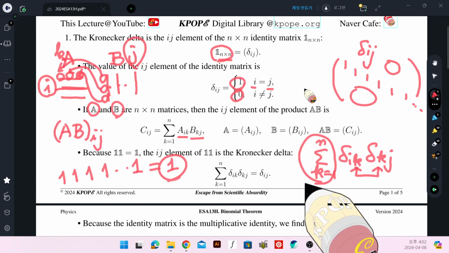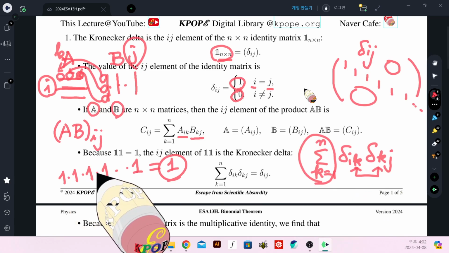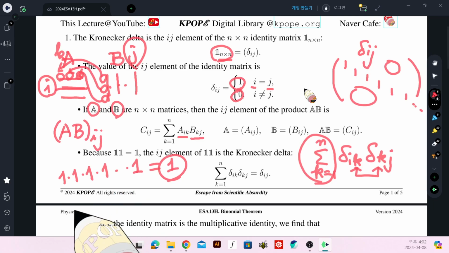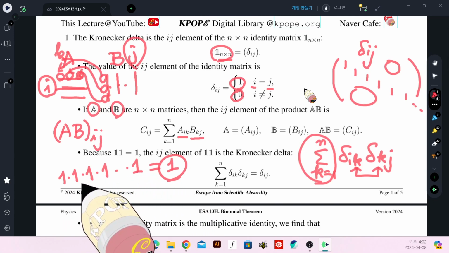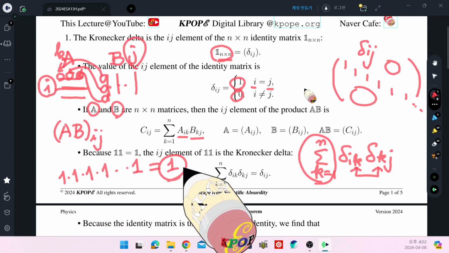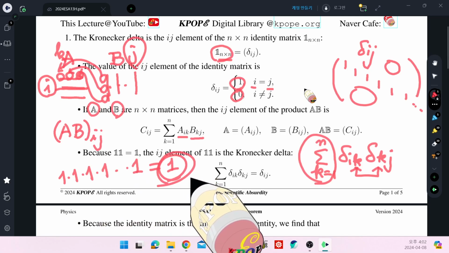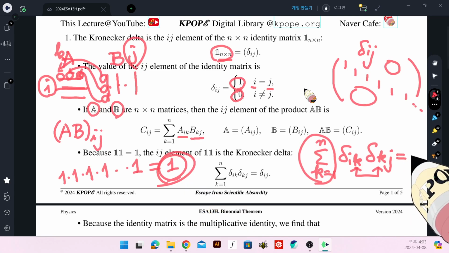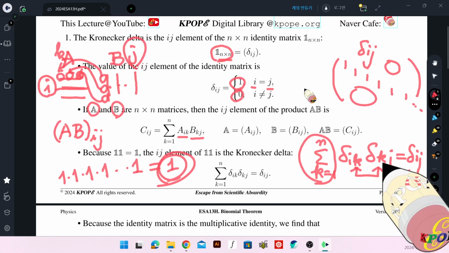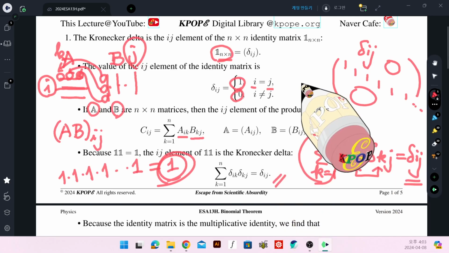By the way, we know that the identity matrix is the multiplicative identity. Any multiplication of an identity matrix to any identity matrix will give a trivial result, that is the identity matrix itself. Therefore, its ij element of the product matrix is nothing but the canonical delta ij. So, therefore, we have proved this identity.